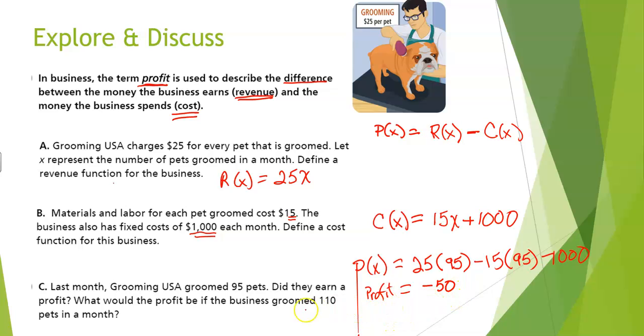So if they groomed 110 pets, then I could do the same thing and do the 25 times the 110 and subtract the 15 times the 110. And the 1,000 is the same no matter what. But still, they only made $100, and they might need to change something because that's not a lot of money to make in a month for all that work.